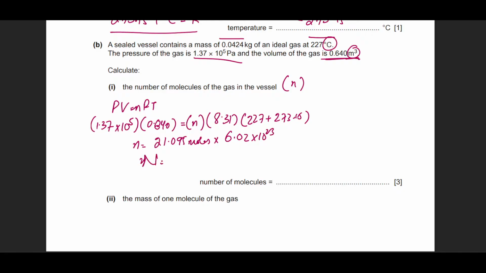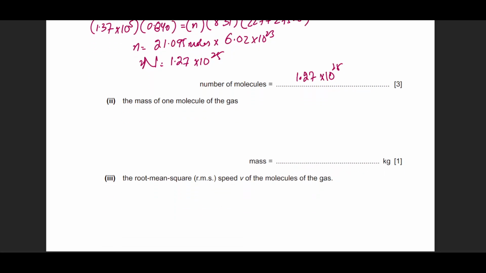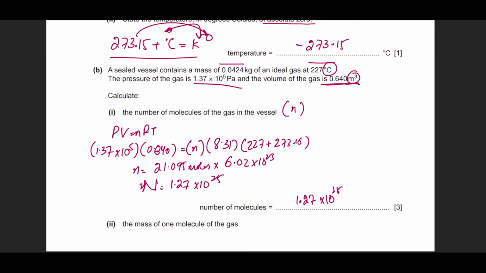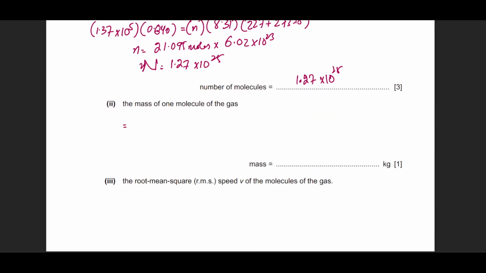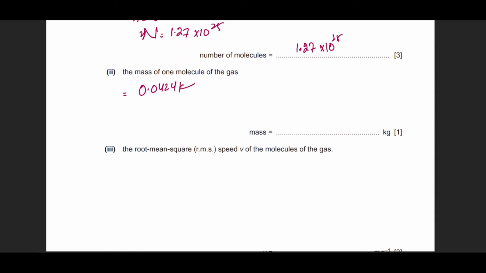We get the total number of atoms, capital N, equals 1.27 into 10 to the power 25 atoms. Now the mass of one molecule of the gas is very easy. He says that the total mass of the gas is 0.0424, and it's in kilograms.